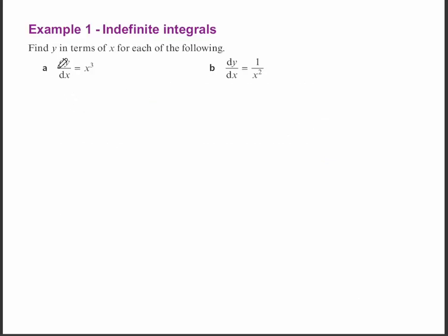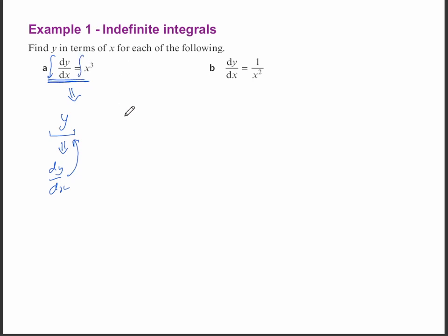Let's do a few examples of these. So find y in terms of x for each of the following. So we have been given that differential. We have to integrate it to find our original equation. So if you integrate the left side, the integration of dy over dx is just going to be y because it's the opposite of differentiation. Remember, we differentiated this to get our dy over dx. So to integrate this, we will get back our y.